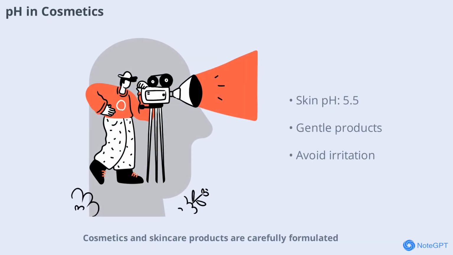Cosmetics and skincare products are carefully formulated with the right pH to protect your skin. Skin is slightly acidic with a pH around 5.5. Products that are too acidic or too basic can cause irritation. Manufacturers test and adjust pH to ensure products are gentle and effective. Understanding pH helps you choose skincare that supports healthy skin.